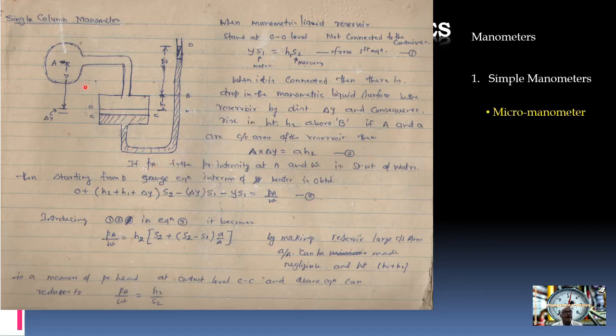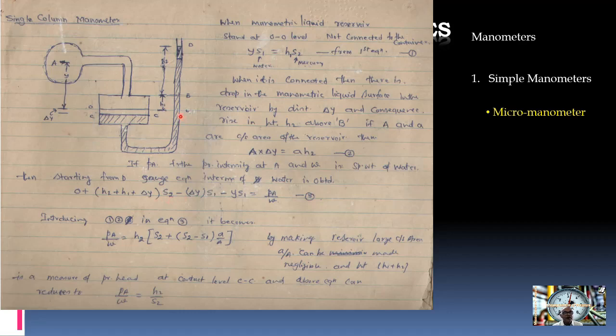If PA is the intensity of pressure at point A and W is the specific weight of water, starting from D, the gauge equation in terms of water is obtained as, let us say, 0, because it is exposed to the atmosphere. Going down, we always take the plus sign. So plus H2 plus H1 plus delta Y in this column. This is the manometric liquid, so all these, H2, H1 and delta Y, have to be multiplied by the manometric liquid specific gravity, that is S2.